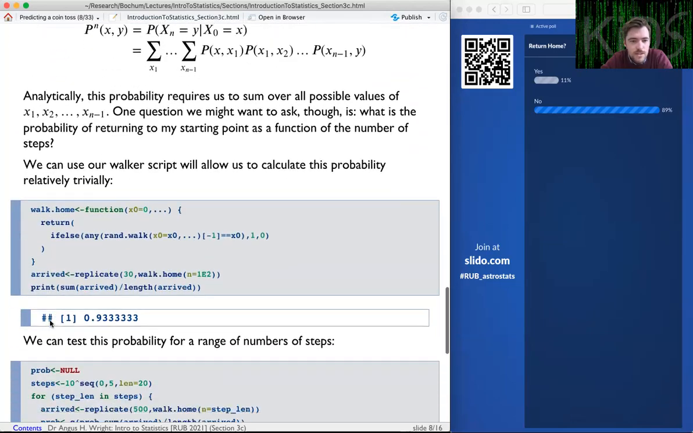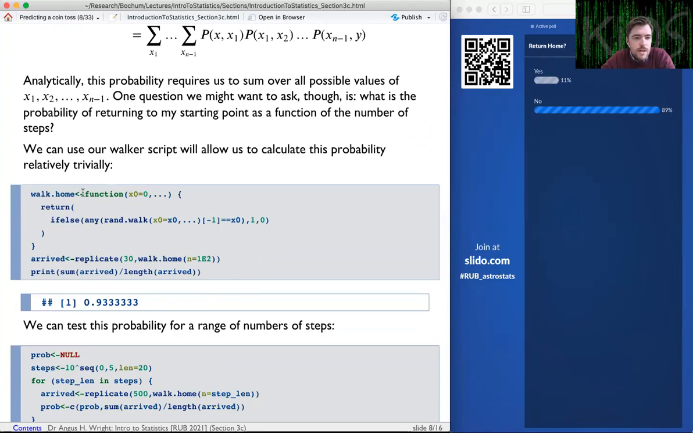We can actually compute this. We can construct a new function called walk home, which runs the random walks from some starting point x0 and asks the question: do I at any point return to x0, ignoring the starting point, obviously, because being home when you leave the house doesn't count as coming home? If you do return home, walk home gives you a value of 1. If you don't return home in the n steps, you get a value of 0.